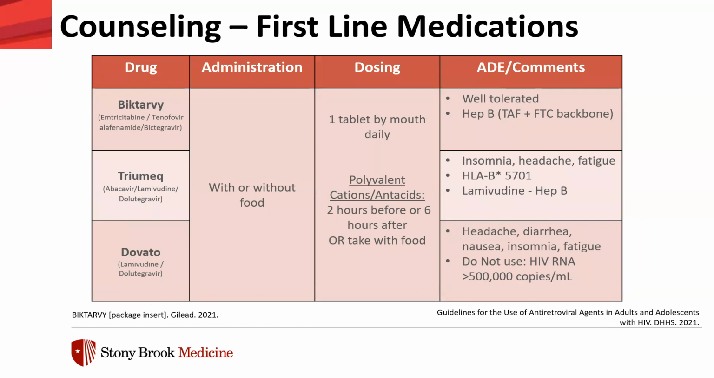Focusing on Triumeq, Triumeq has abacavir, which is an NRTI in its backbone. Abacavir has a specific risk of hypersensitivity reactions. And this risk of hypersensitivity reactions is significantly increased if patients have an allele called HLA-B5701. Therefore, the guidelines recommend testing all patients for HLA-B5701 before starting Triumeq, and it is not recommended to start Triumeq or any HIV regimen that has abacavir in it before these test results are either back or if a patient is positive.